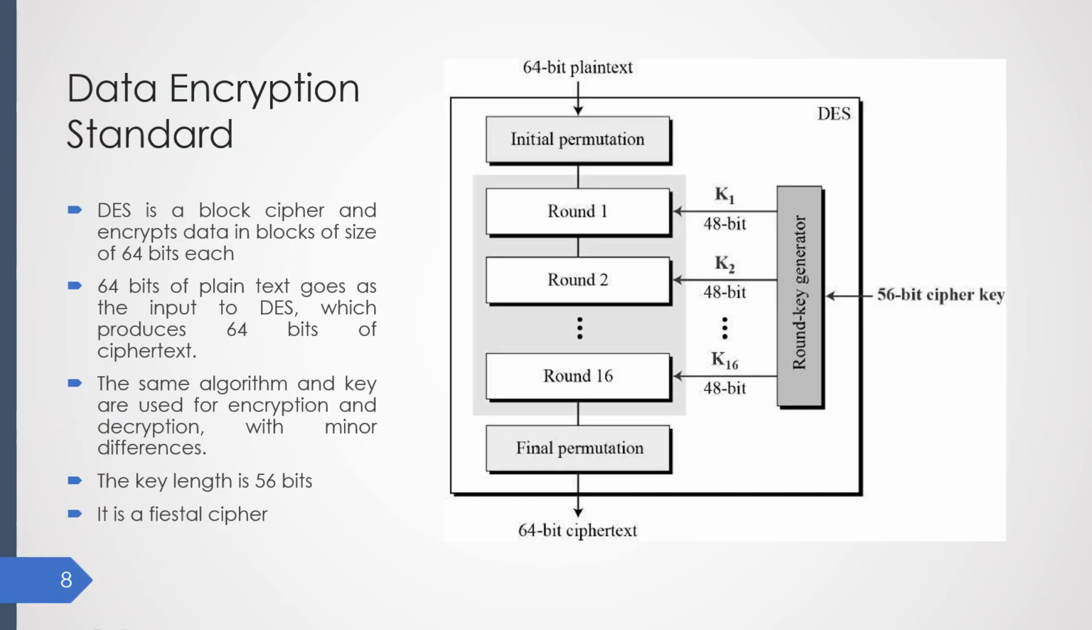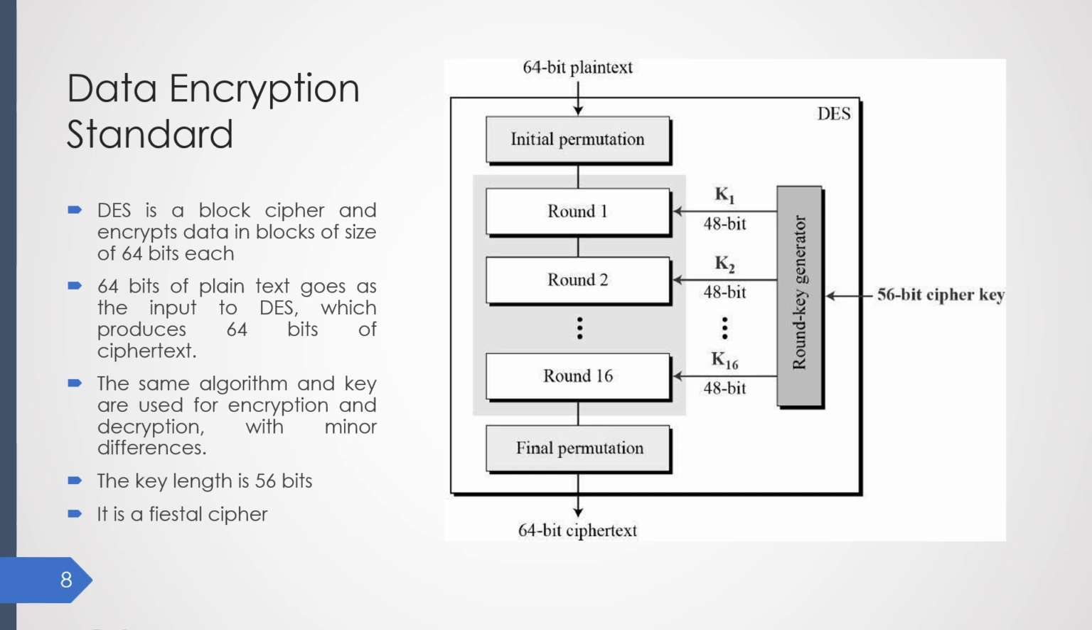This is the standard process sequence of the Data Encryption Standard, known as DES. Here in this figure, we see a 64-bit plain text. Now it's time to discuss what a block cipher is.